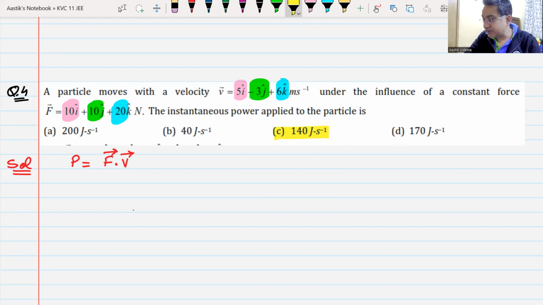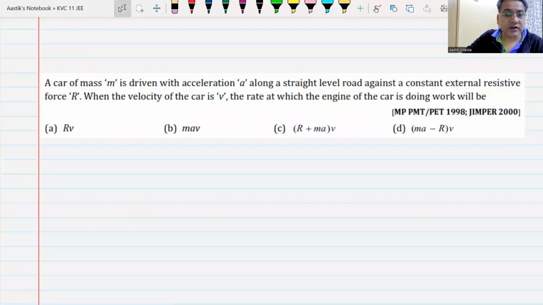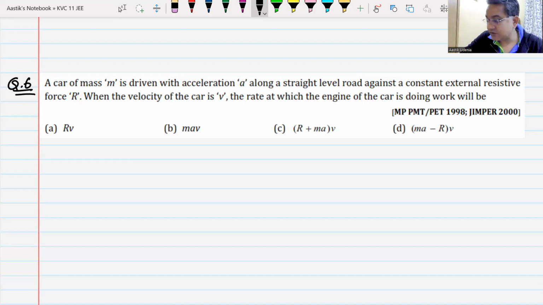Here comes the last question for the day and the chapter also, and it comes on your screen. A car of mass m is driven with an acceleration a along a straight road against a constant external resistive force r. When the velocity of the car is v, what is the rate at which the engine of the car is doing work? So the car is moving with an acceleration a, but at the same time there is a resistive force acting which is constant, which is r. What is the power which is developed by the engine? Your time begins now. 2 minutes you will get for solving this question.